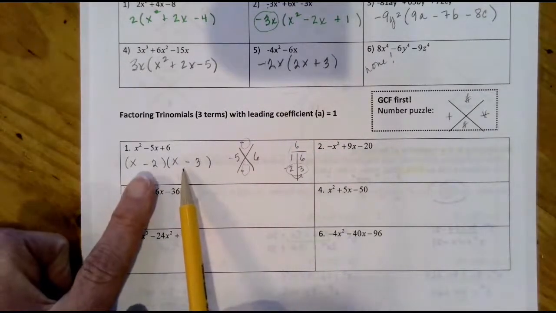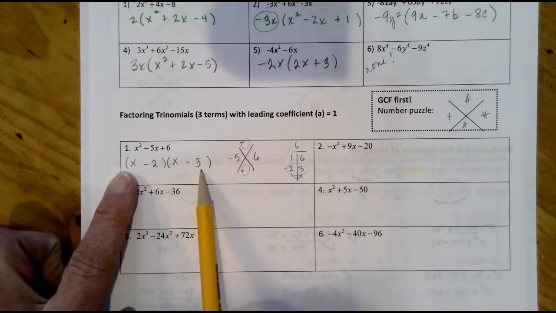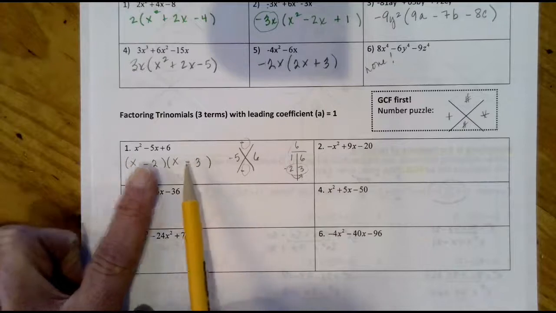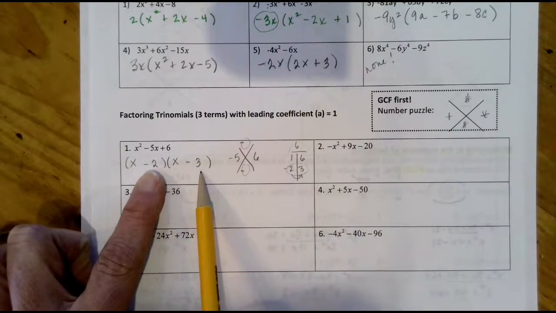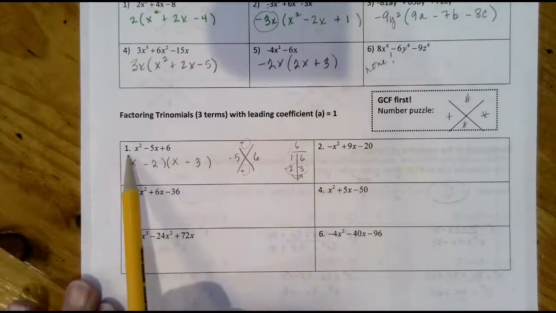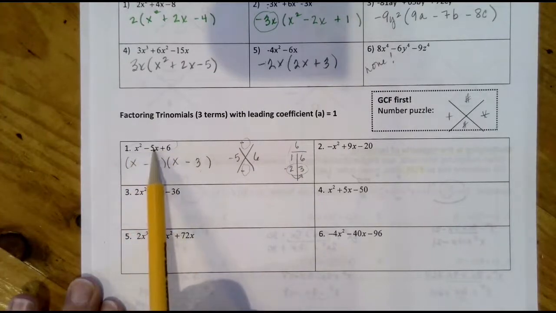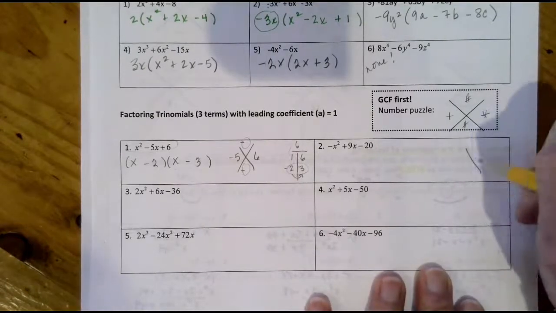If I test it with FOIL, my first terms, x times x is x squared, my outside terms, negative 3x, my inside terms, negative 2x, and my last terms, positive 6, that first, outer, inner, last gives me a polynomial product of this. Here are my two factors. Let's try another one.